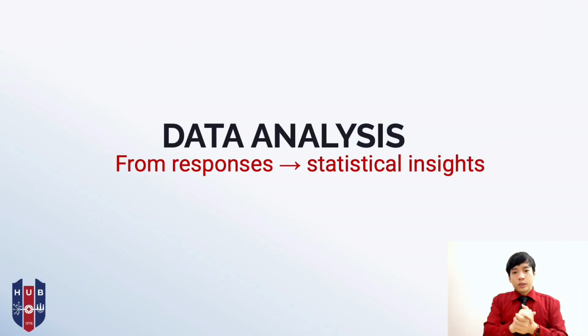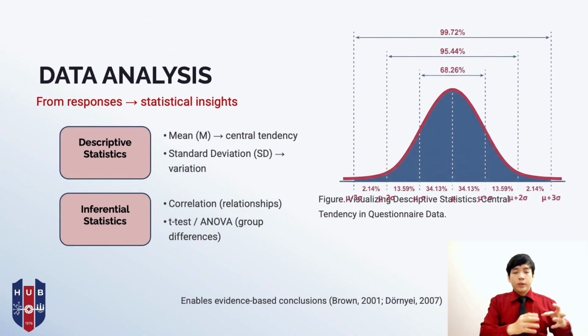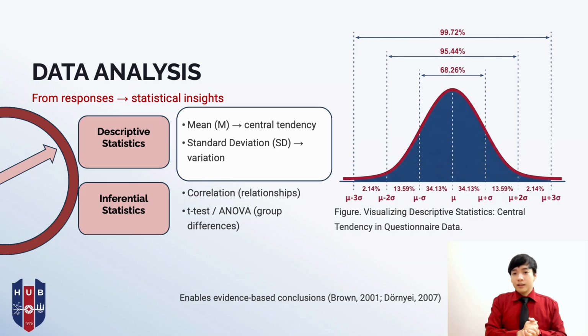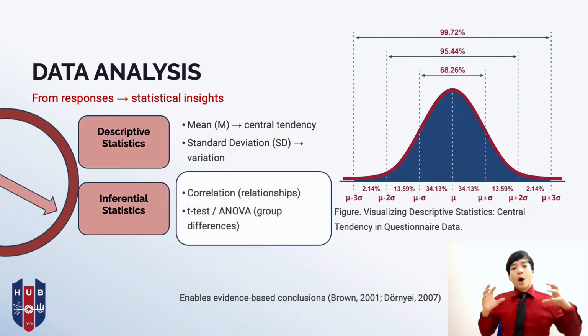Once we've collected all responses, the next question is, what do we do with these numbers? We begin with descriptive statistics, such as mean and standard deviation, the SD. These help us understand the general trend, for example, whether students' motivation is high or low overall. We then move to inferential statistics, which allow us to test hypotheses. Correlation can show if motivation is linked to test scores. A t-test can tell us whether males and females differ in anxiety levels, and ANOVA can compare more than two groups. So data analysis is where questionnaires transform from simple responses into meaningful research evidence.